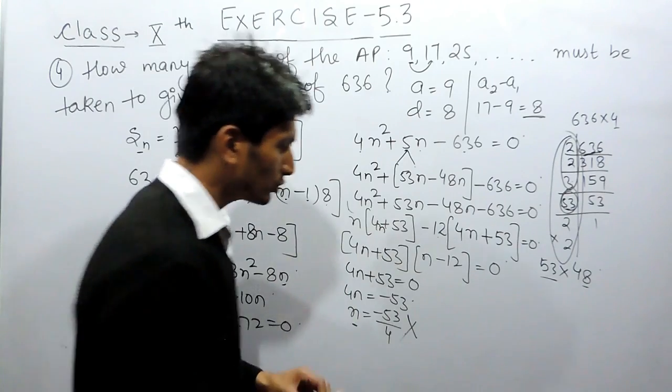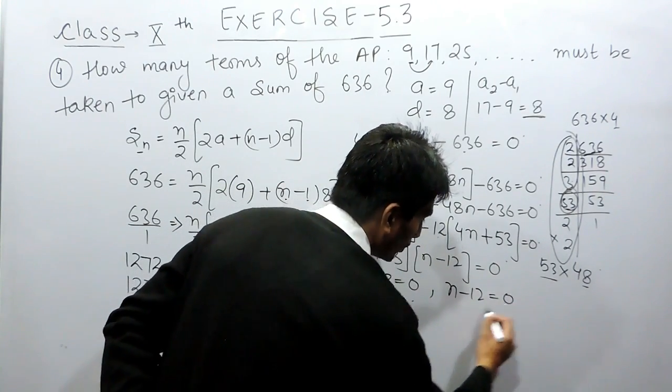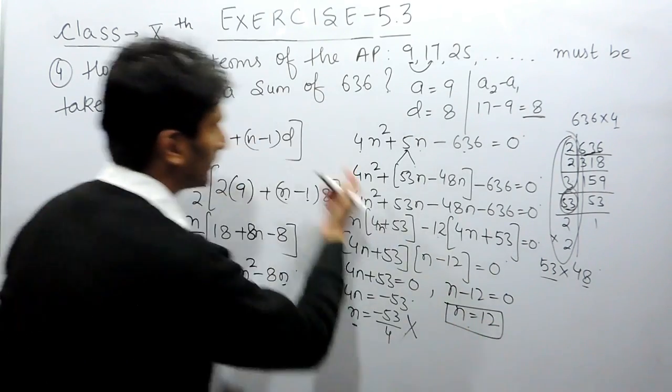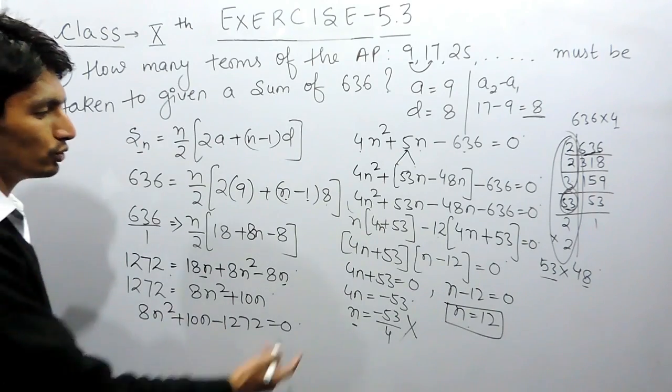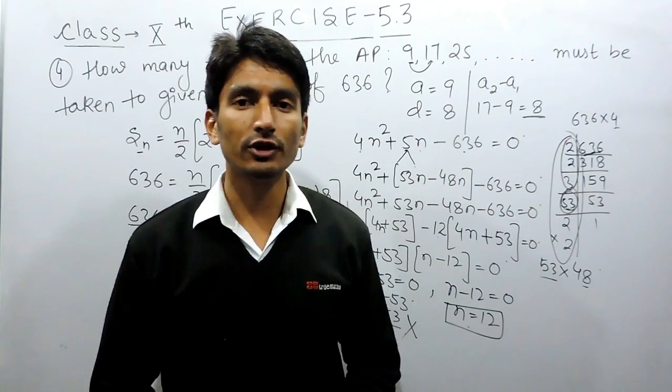So that is wrong. So if I consider this term as 0, the value of n will be equal to 12. So clearly the number of terms in this AP must be equal to 12. So this is how you can find the solution for this question.